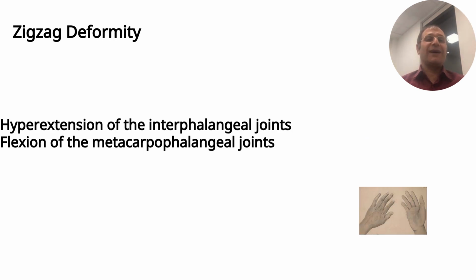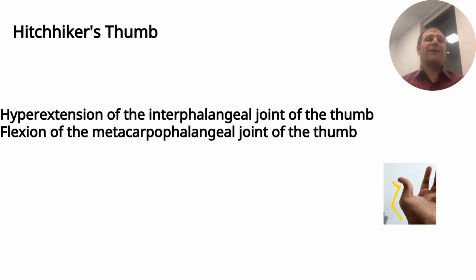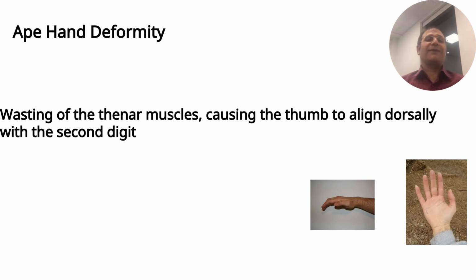Zigzag deformity is characterized by a combination of thumb deformities, including hyperextension of the interphalangeal joints and flexion of the metacarpophalangeal joint. Hitchhiker's thumb involves hyperextension of the interphalangeal joint of the thumb and flexion of the metacarpophalangeal joint. Ape hand deformity is characterized by the atrophy of the thenar muscles, which causes the thumb to align with the second digit. This deformity results from median nerve dysfunction.